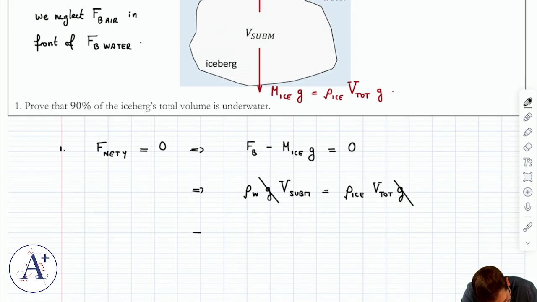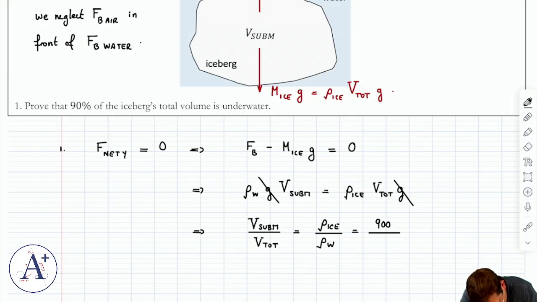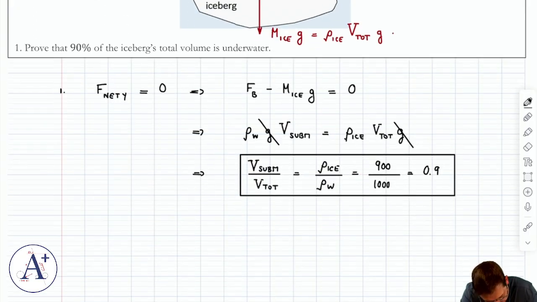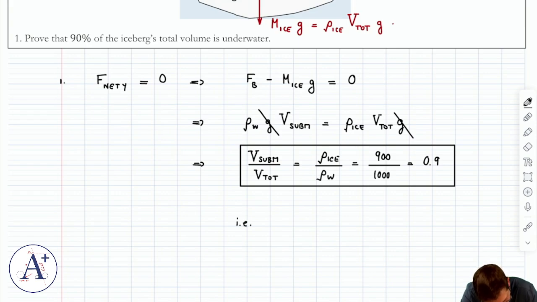g goes away, and I find that V submerged over V total is equal to rho ice over rho water. That's 900 over 1,000, which is 0.9. In other words, V submerged is 0.9 times V total, which is 90% of V total, just to be clear.